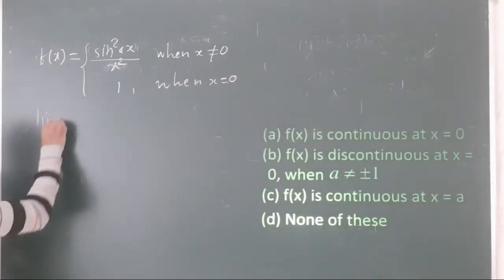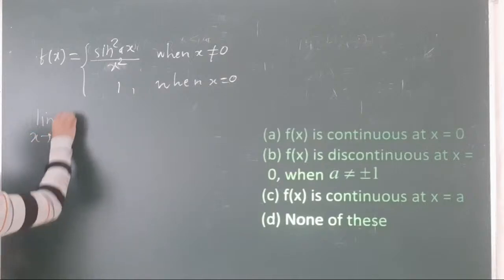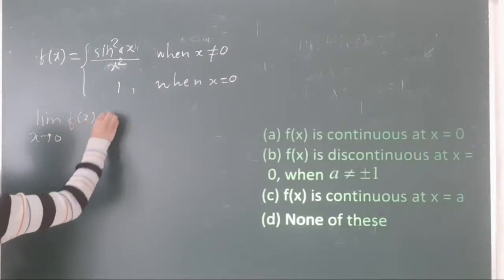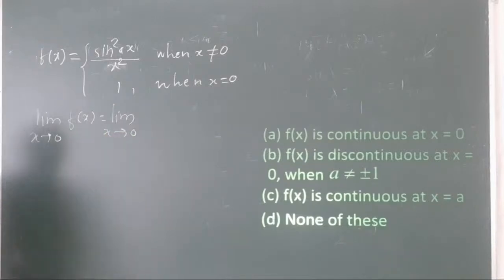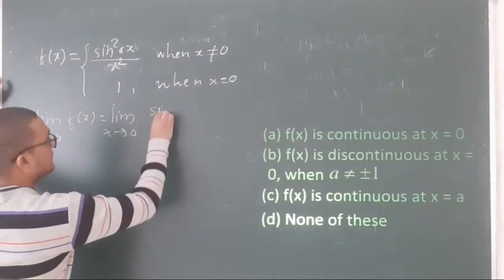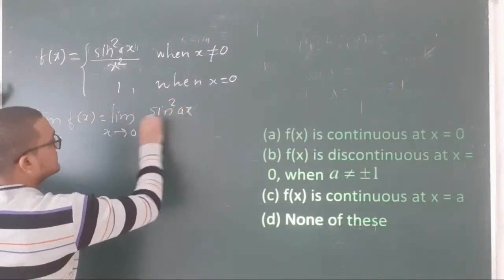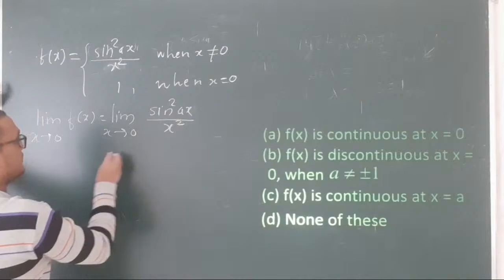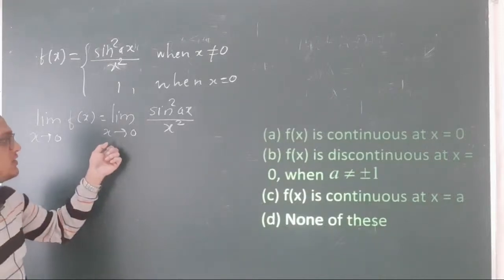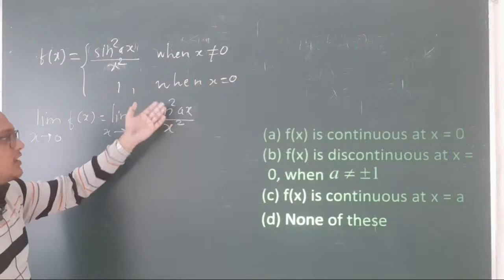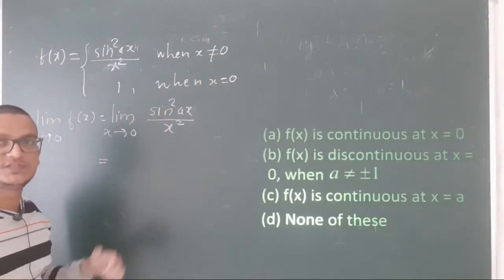See here, limit x tends to 0, f of x is equal to, that is limit x tends to 0. Okay, what is f of x here? Sin square ax upon x square. So which is equal to, okay, now if you observe, I think it's not able to find out the value. If you put x tends to 0 here, you will get 0 by 0 form, which is indeterminate.